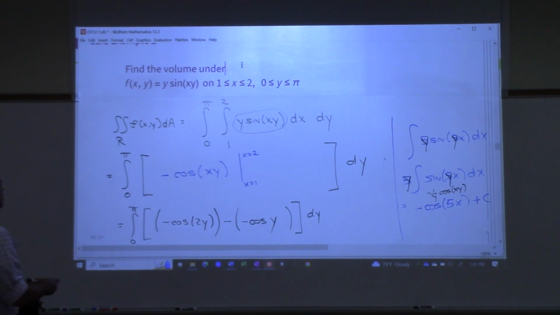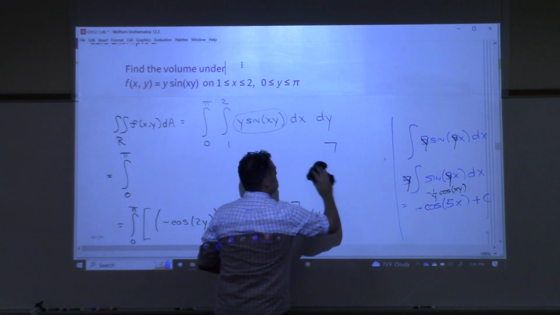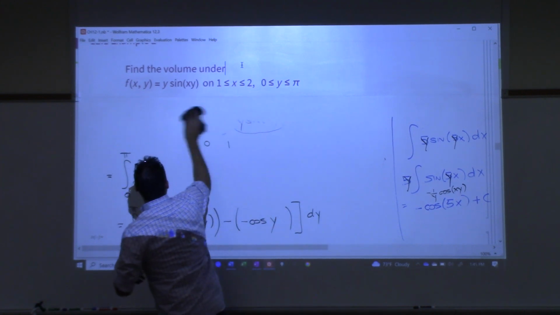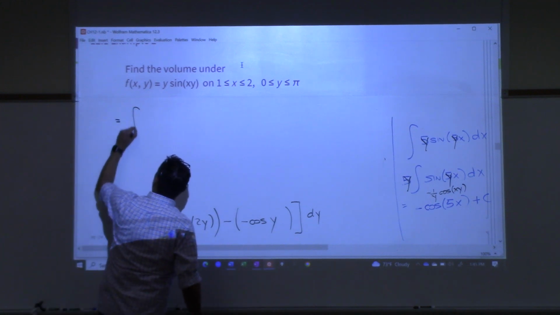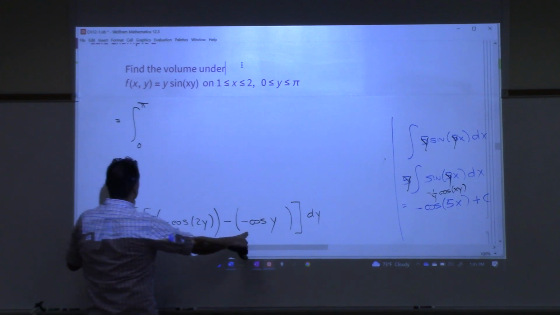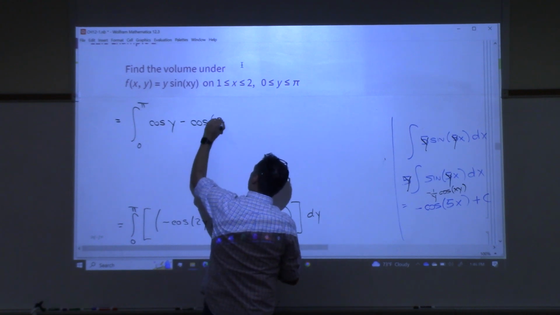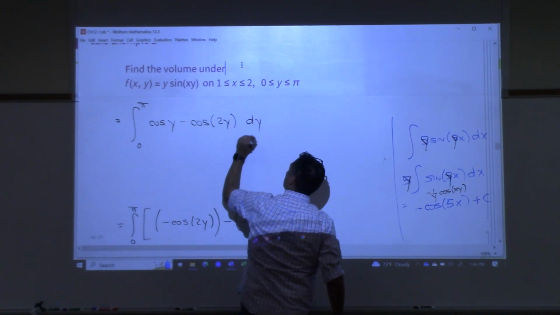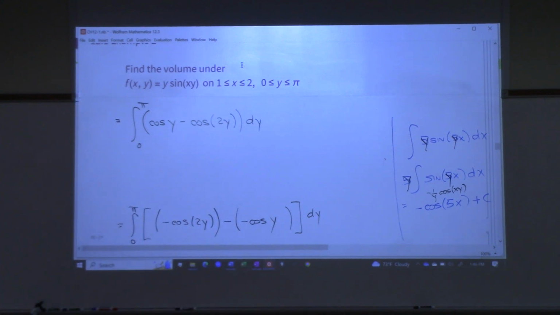Minus, minus, plus. Any questions here? Next line. I'll go up a little bit more. Next line is negative cosine plus that, right? So I'm going to write it the other way: cosine y minus cosine 2y, just so I can have a positive out there, dy. All right, I just flipped the order. And that right there I'm super happy about, right?